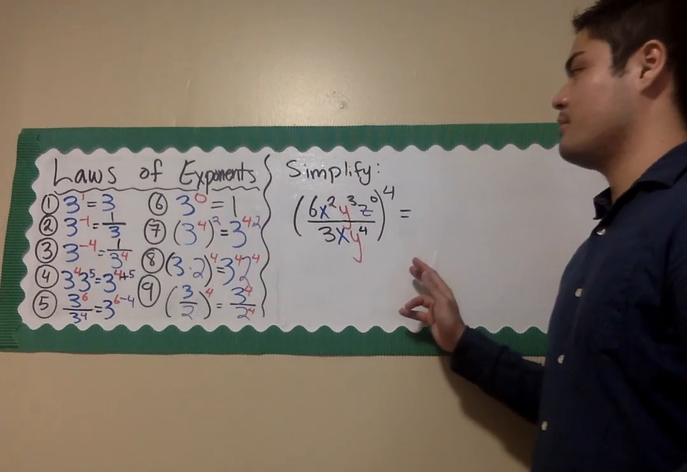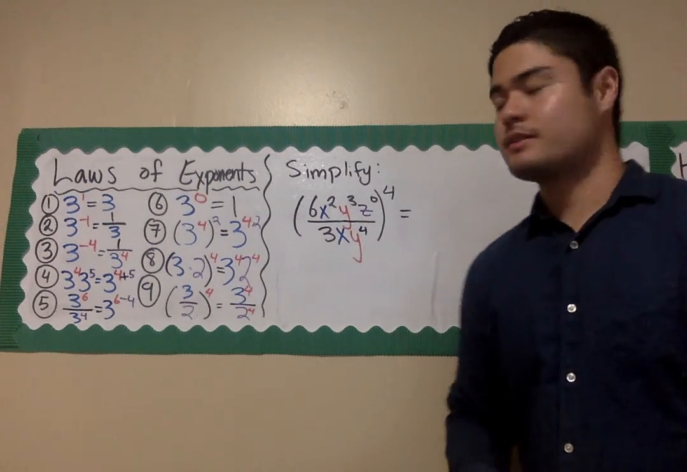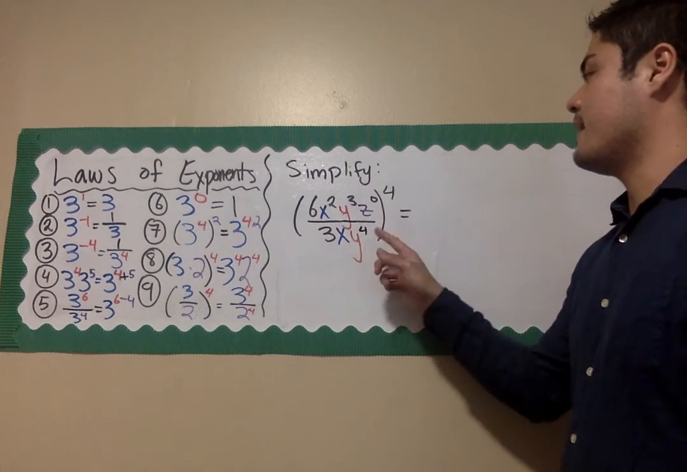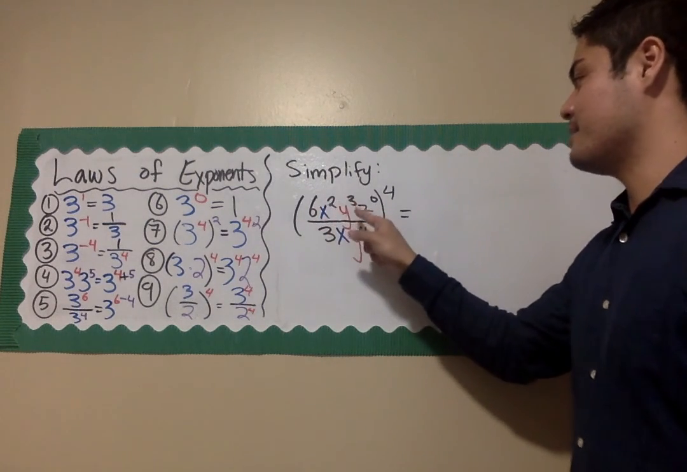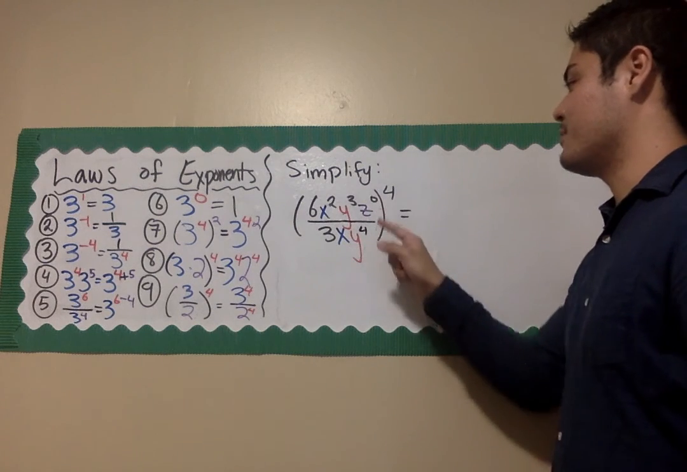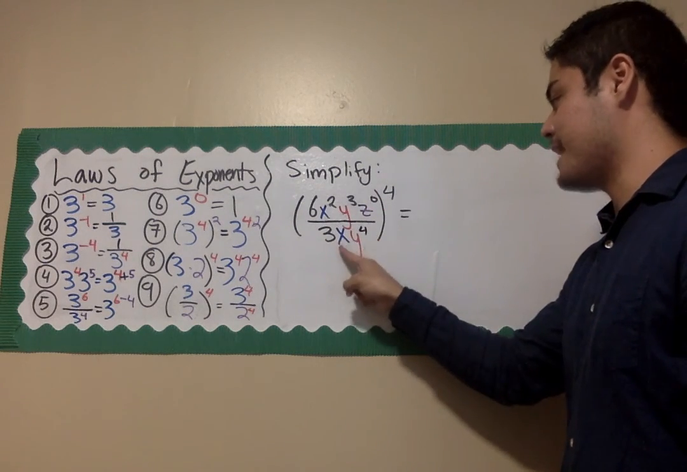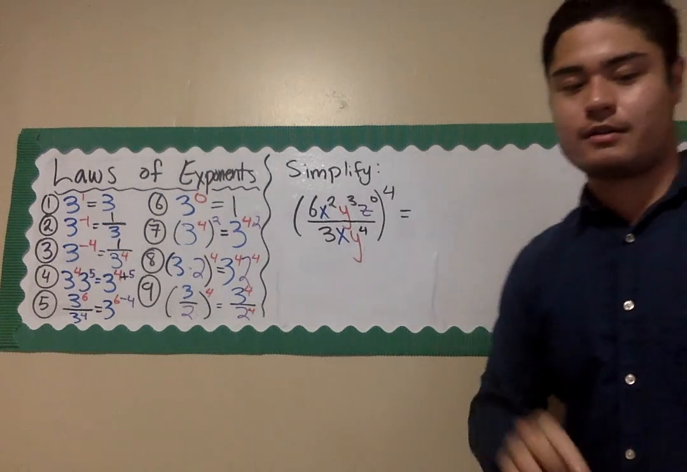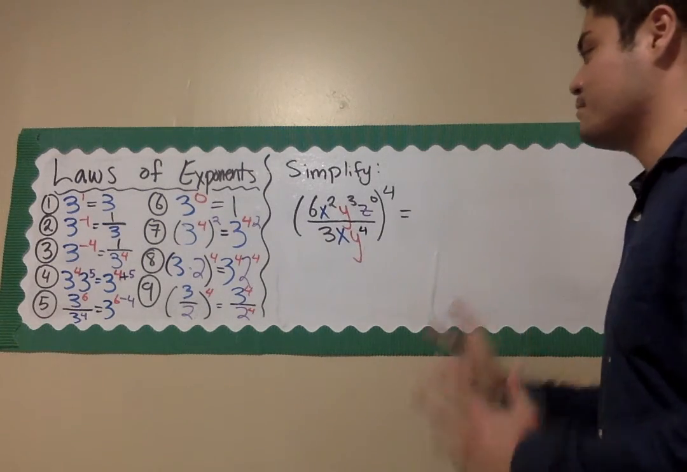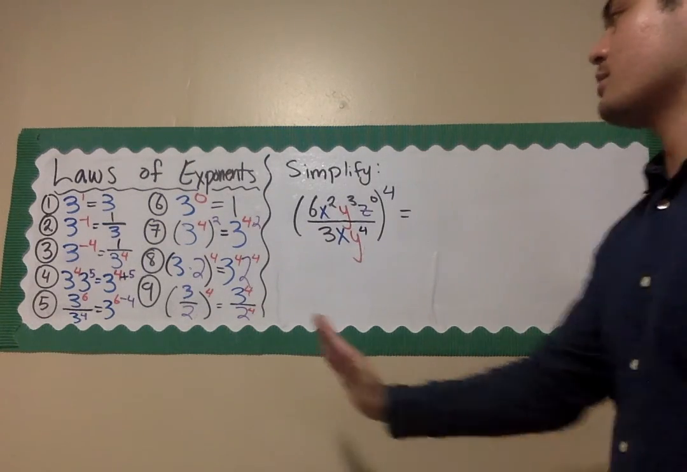Let's do an example using the laws of exponents. So right here, we're going to simplify this mess: 6 times x squared times y cubed times z to the power of 0, over 3 times x times y to the power of 4, all to the power of 4. We're going to simplify this as much as we can, and we're going to use our laws of exponents to do so.